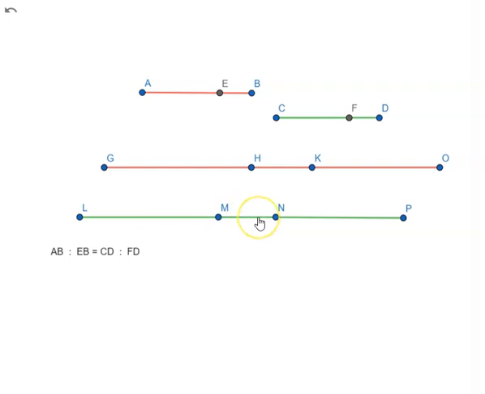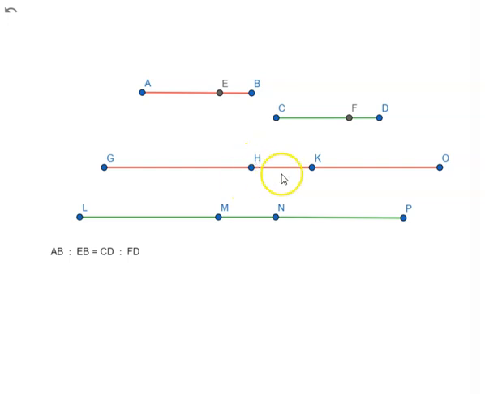Now LM and MN are equimultiples of CF and FD. Why? Because LM and MN are equimultiples of CF and CD. This is again based on 5.1 proposition. Now, LM and GK are equimultiples of CF and AB. We have already seen this. So, based on this, we can say that GK and LN are equimultiples of AB and CD.